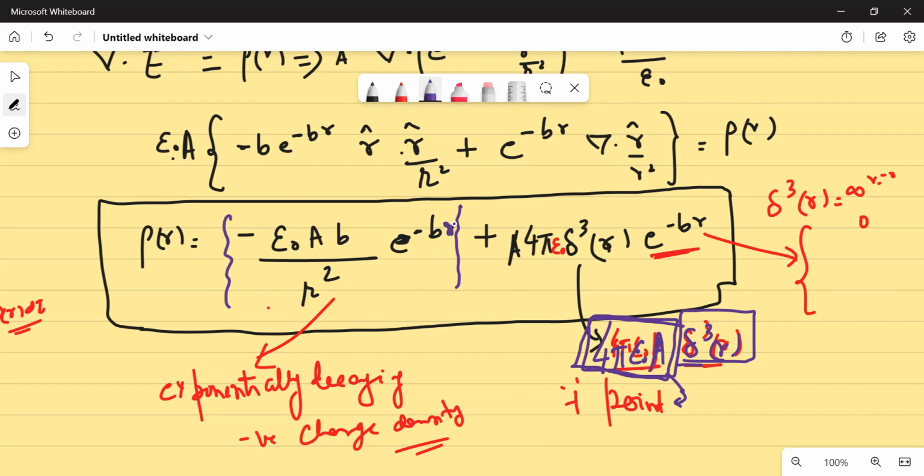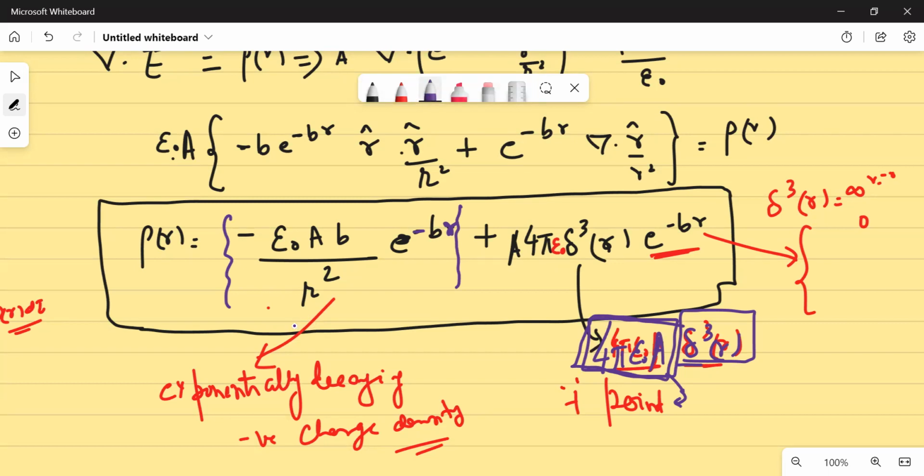Also, it is exponentially decaying. You can see this is exponentially decaying all over, damped by a factor of r square. So not only is it decaying exponentially, it is also all the more decaying because of this division by r square. Is that clear to you?